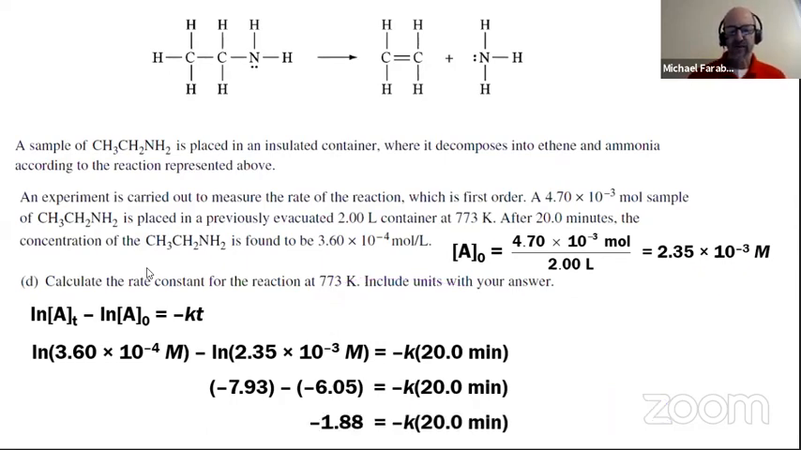K works out to be negative, well, actually, I guess the negatives go away. So k works out to be 1.88 divided by 20, which is 0.0940. And then again, I have the units, and it said specifically, so pay attention.